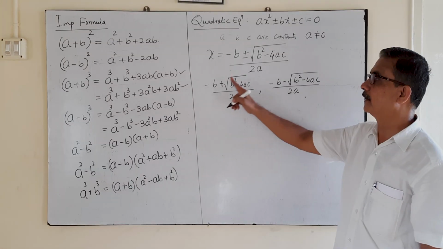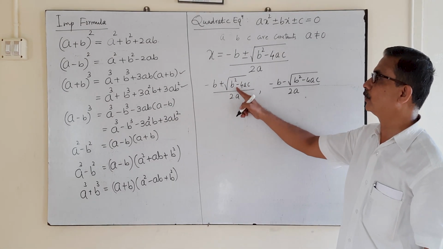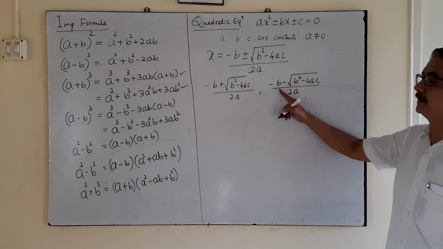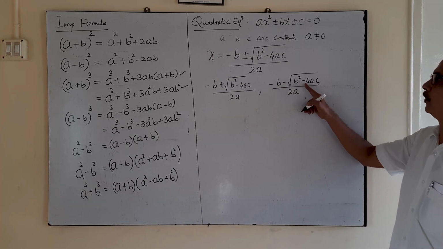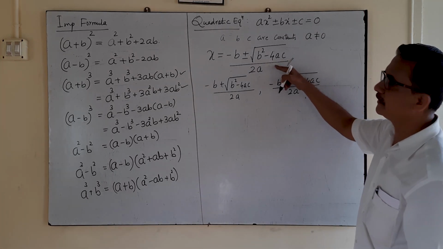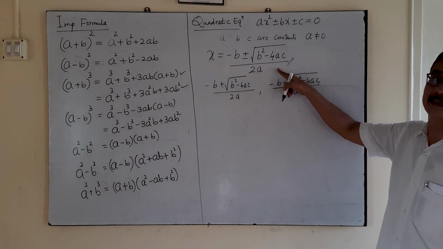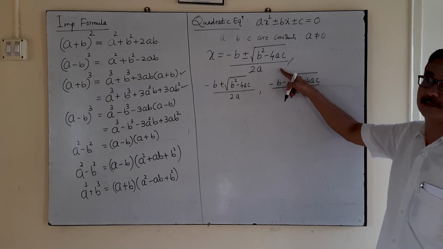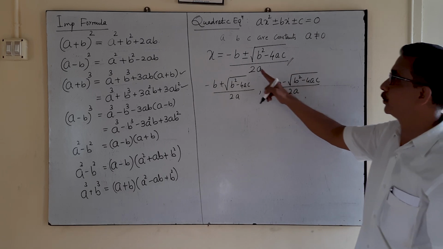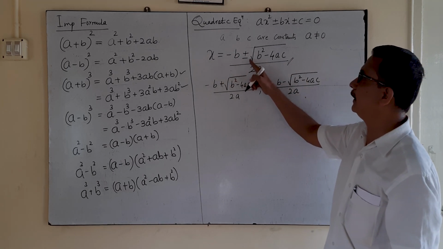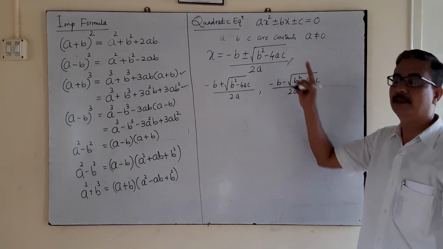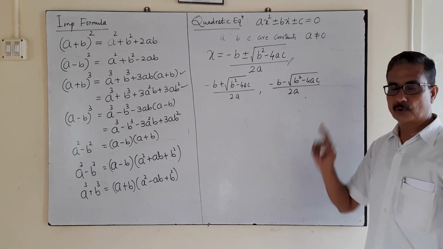Those 2 roots are minus b plus root of b square minus 4ac divided by 2a, and another root is minus b minus root of b square minus 4ac by 2a. This formula is known as Sridharacharya rule, the name of the scientist who invented it. Sridharacharya rule: x is equal to minus b plus or minus under root of b square minus 4ac by 2a. These are the roots. Okay.